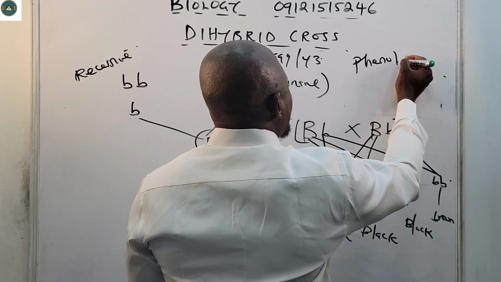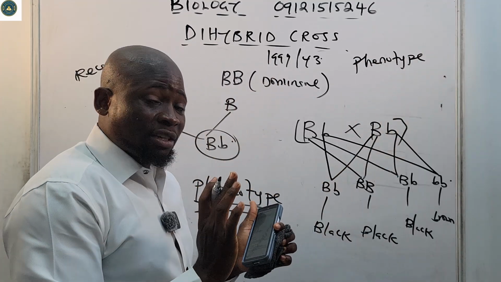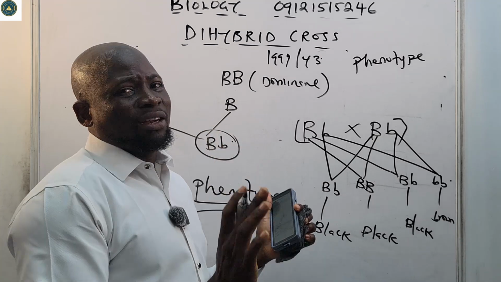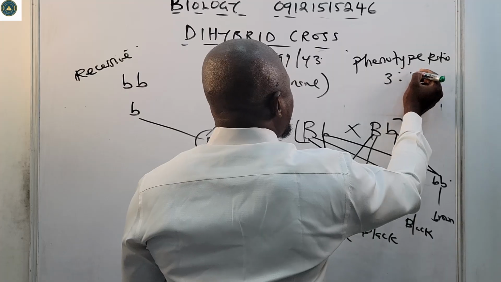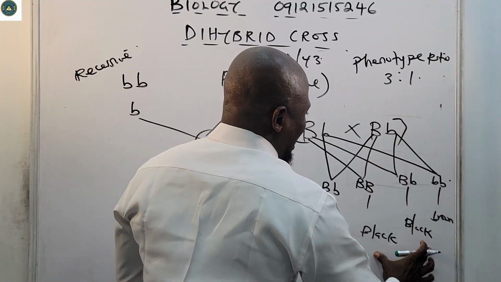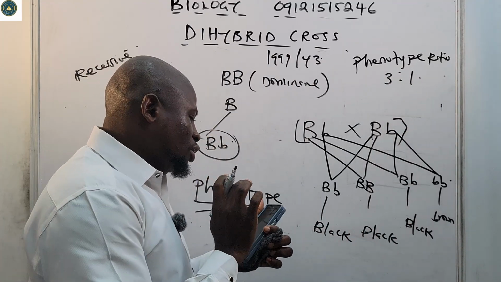ratio, they did not ask us all this. I'm trying to make you understand on a larger scale. So the phenotype ratio will be 3 to 1. We're having 3 black and 1 brown. But the question did not say phenotype.